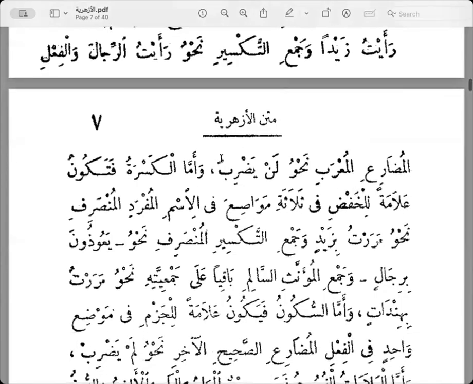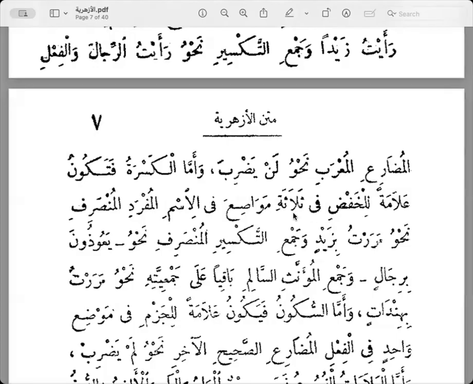الله أكبر الله أكبر. أشهد أن لا إله إلا الله. أشهد أن محمدا رسول الله. حي على الصلاة. حي على الفلاح.